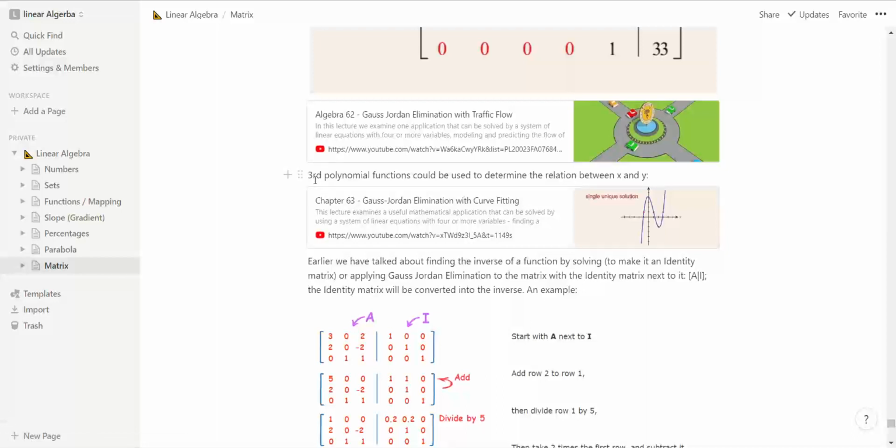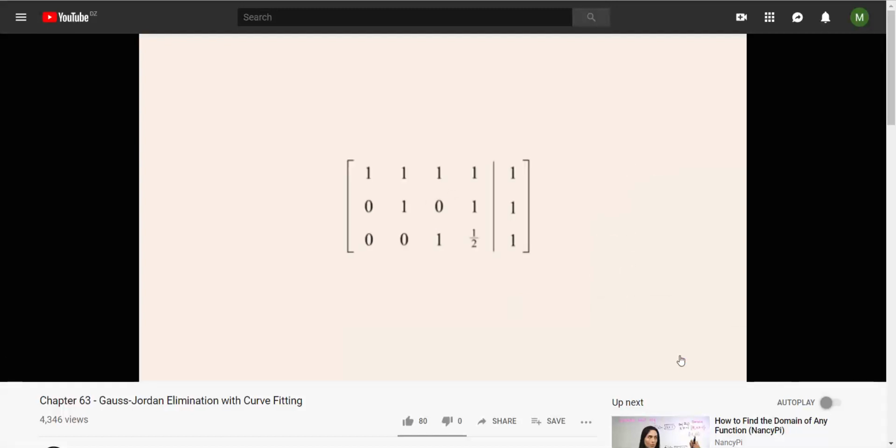Third degree polynomial functions could be used to determine the relation between x and y. Any value we pick for the parameter t will produce values for the coefficients a, b, c, and d in our polynomial. Now the leading entry of every row is a 1.